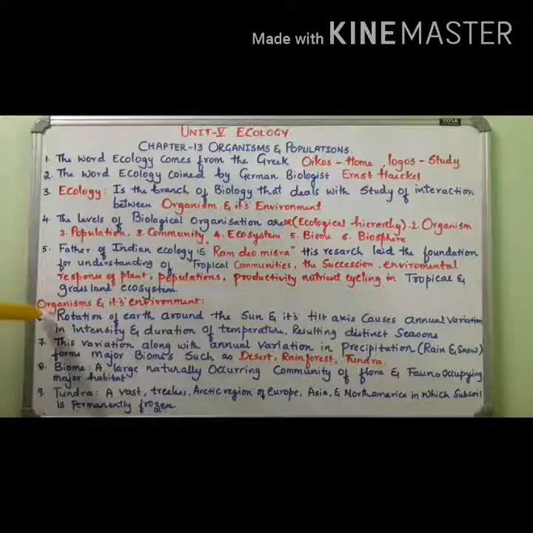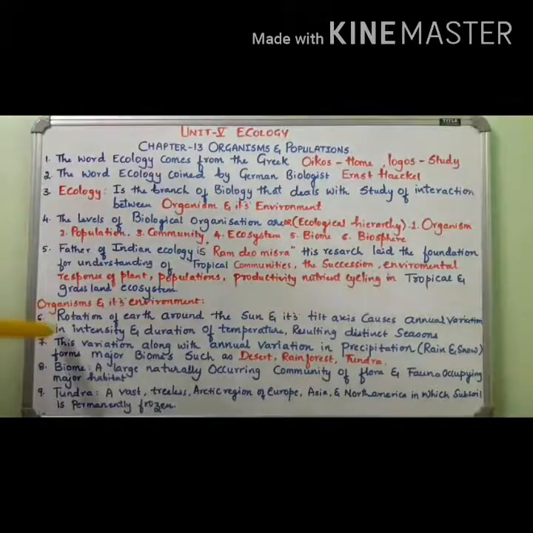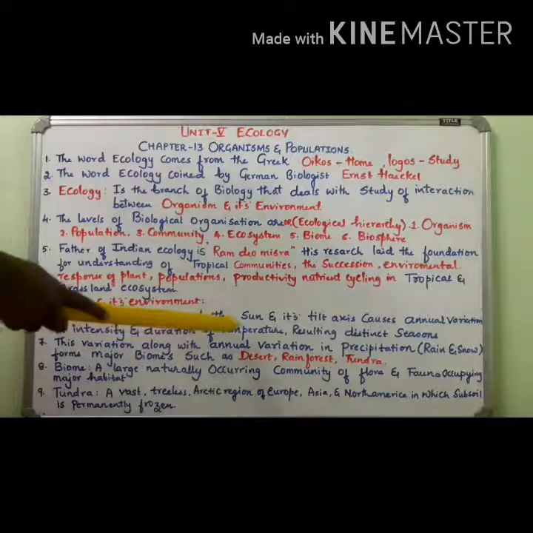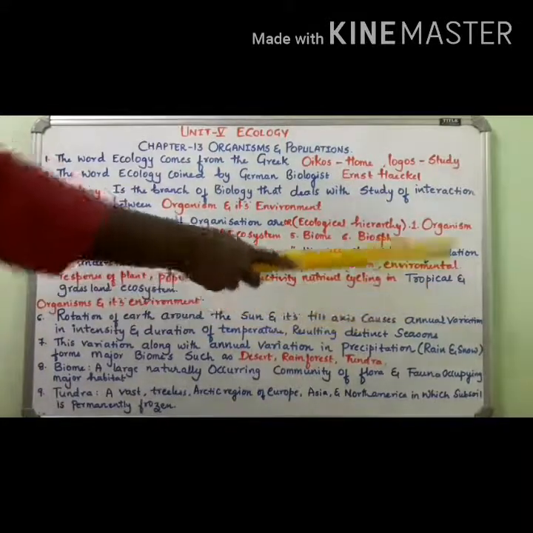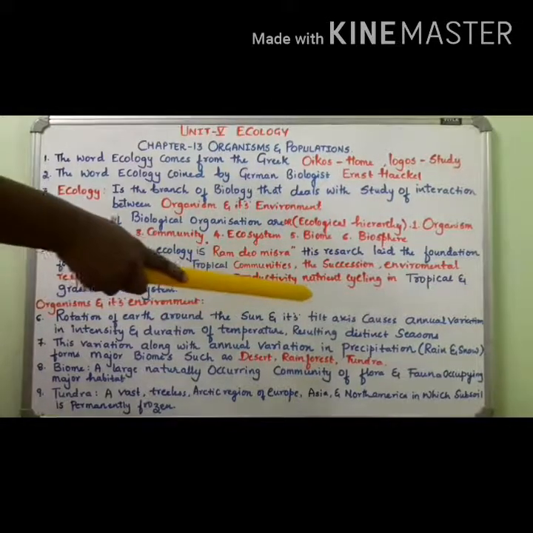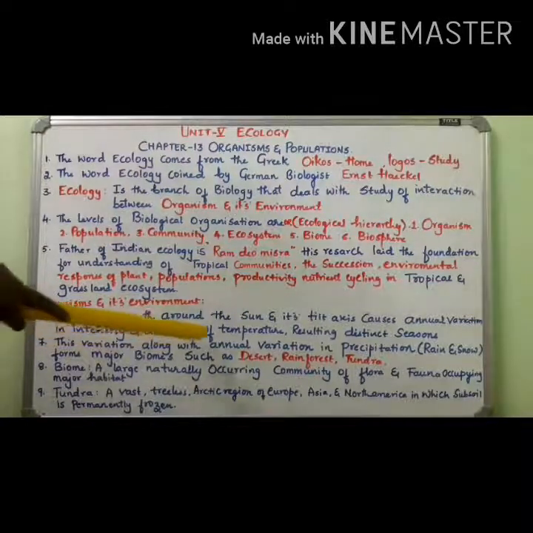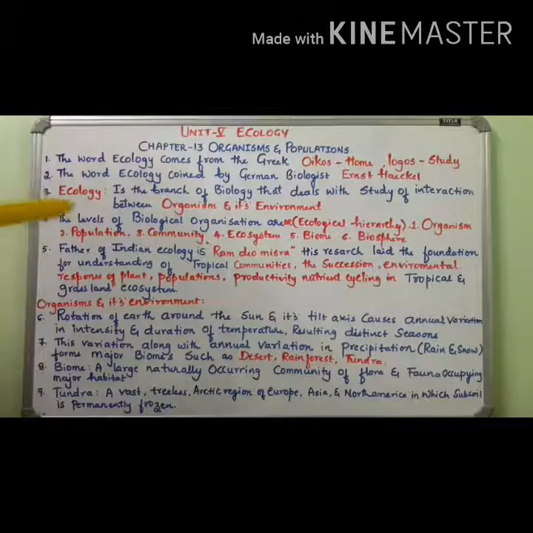Next, we move on to another topic, that is organisms and their environment. The rotation of Earth around the Sun and its tilted axis cause annual variation in intensity and duration of temperature, resulting in distinct seasons. So when a low temperature exists in our environment, we call it the winter season.